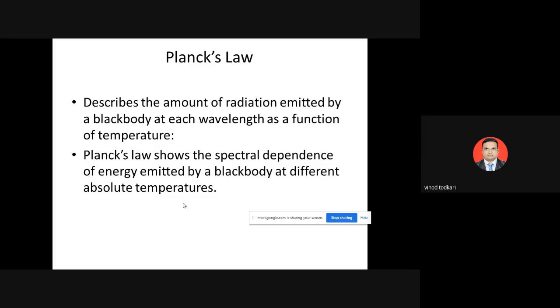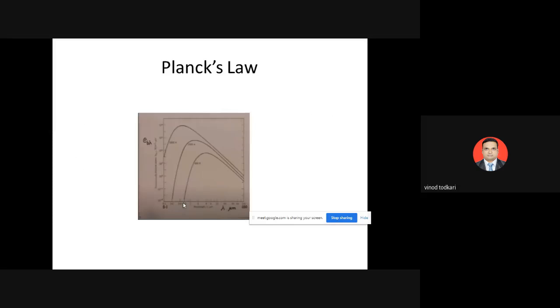Then we have seen Planck's law, right? Now, there is no statement as such, even if you Google for Planck's law, there is no statement as such for Planck's law. Only in many reference books, in Sengel, Holman, Sukhatme, in all reference books, it is given that it describes the amount of radiation emitted by a black body. So it is basically derived from the thermal spectrum, right?